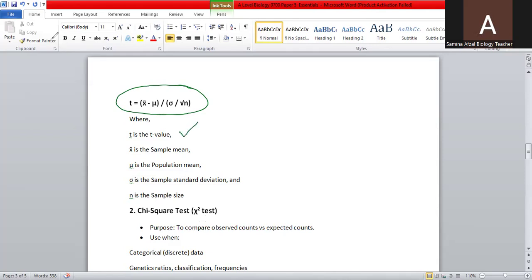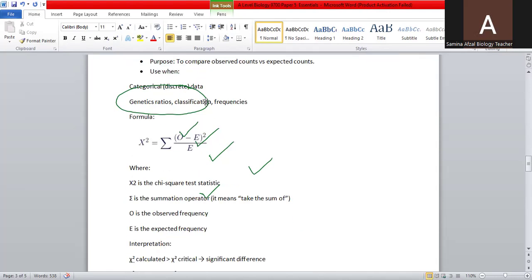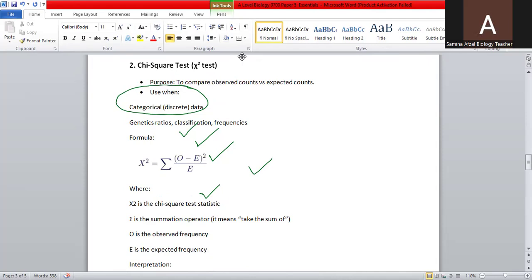So x bar is the sample mean, mu is the population mean, s is the sample standard deviation, and n is the sample size. These are the different parts of the formula of the t-test, and you have to find this out when you are going to solve Paper 5.